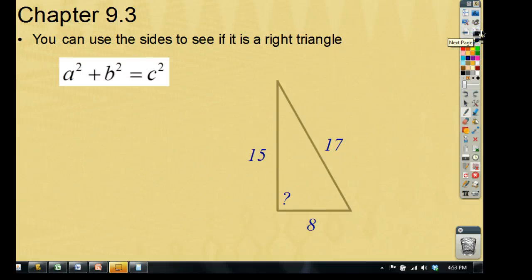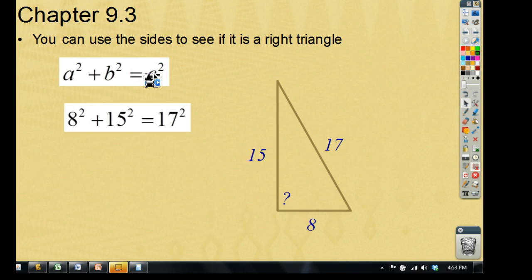Now, this is sort of the converse of what we're talking about. If I have 3 sides of a triangle and I want to find out if it's a right triangle, I can apply the Pythagorean theorem to see if it works. So if I do 15 squared plus 8 squared, whoops, actually I have all this in here already. So if I do 8 squared plus 15 squared is equal to 17 squared, I'm going to check to see, does this actually work?